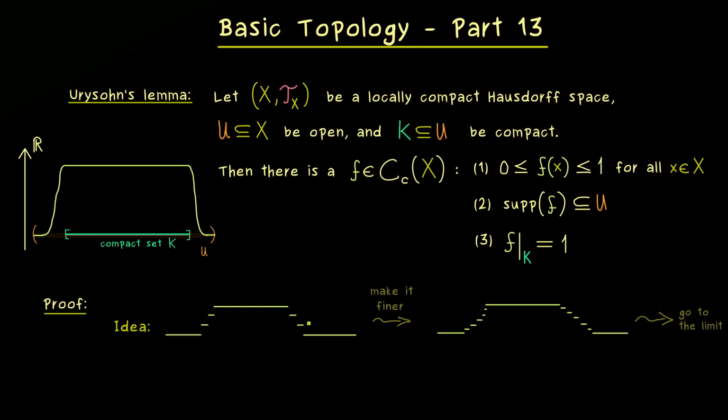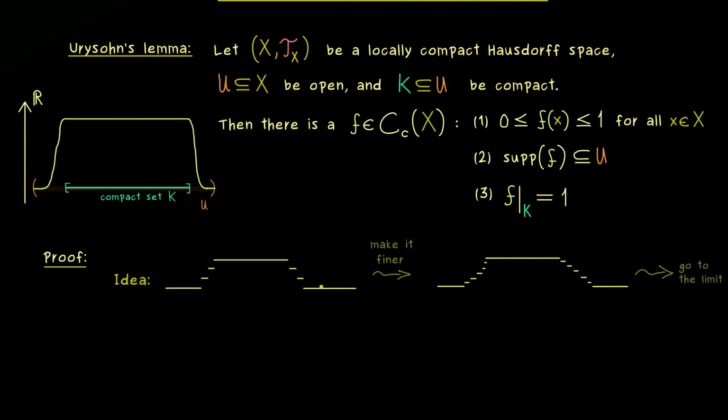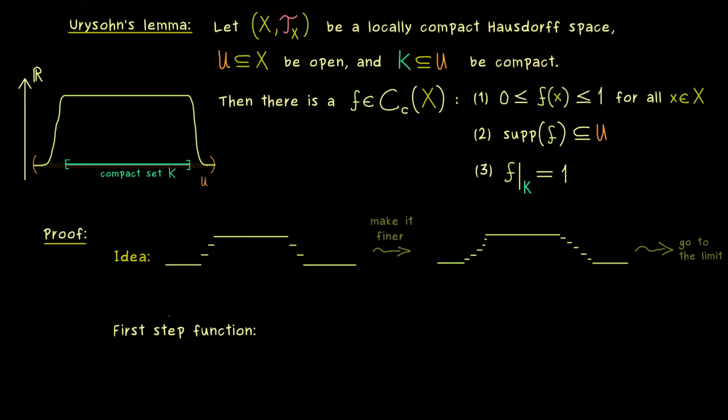So the crucial thing that we need here is that our topological space X has a property that makes these steps possible. And exactly this we have already discussed in part 12, namely every locally compact Hausdorff space has intermediate compact and open sets. So let's simply use that to define our first step function.